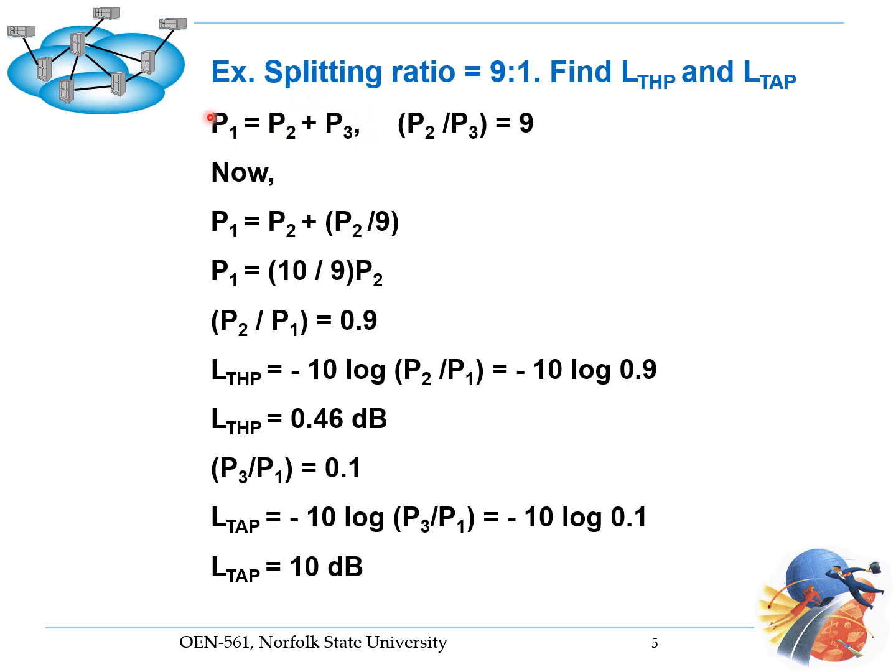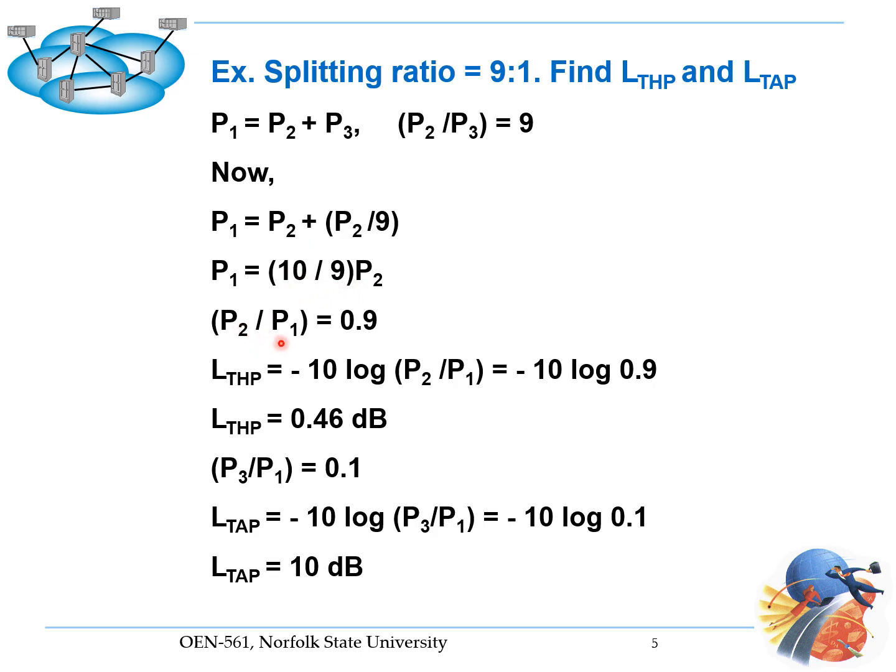Now, from this equation, P1 equals P2 plus P3, we will rewrite it, and P3 we will rewrite in terms of P2 using second equation. So in other words, from this equation we solve it for P3, and plug P3 in the first equation. Okay, so with this we will have P1 equals P2. Instead of P3 we will have P2 divided by 9. Adding those two terms together we will have 10 over 9 times P2.